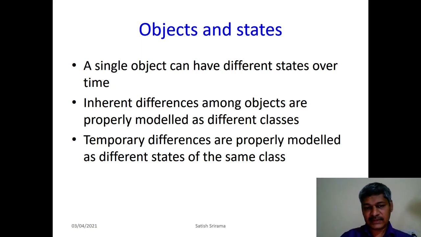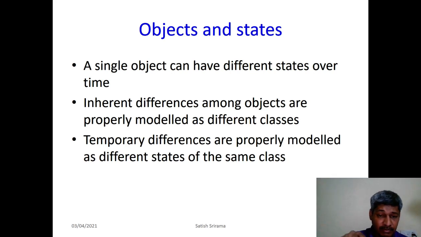In that sense, inherent differences among the objects are properly modeled as different classes. If there are two different classes and their objects are completely different, these differences are inherent. The differences will be in their structures, in their attributes, everywhere. Objects also maintain their identity, which is how they belong to their classes. If two classes are inherently different, the objects from those classes are too. That's how inherent differences among objects are properly modeled as different classes.